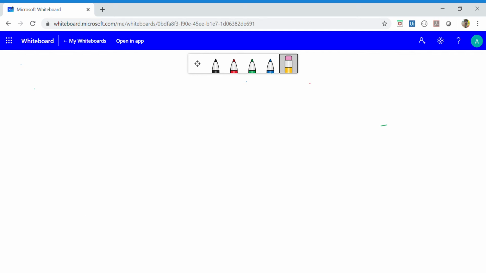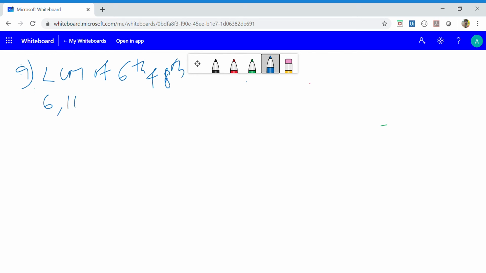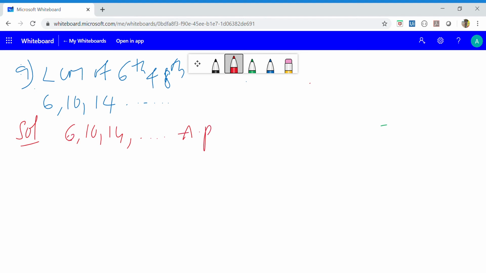Ninth question. This is also a connective question. Find the LCM of the 6th and 8th terms of the given progression 6, 10, 14 and so on. In the given progression, they did not mention whether it is AP or GP, you have to identify. So in the solution, what you will do? Solution. The given progression 6, 10, 14 is in AP, because the common difference is 4.